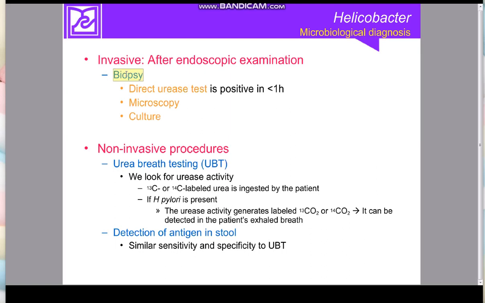However, this is not the most common procedure. The most common is using non-invasive ways. The most common is maybe the urea breath testing. What is this? Maybe some of you have been tested by the urea breath testing. I will try to explain it on the whiteboard. So, what is the urea breath testing? This is a breath testing.